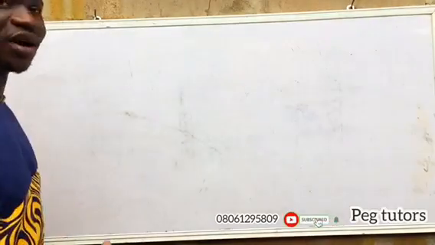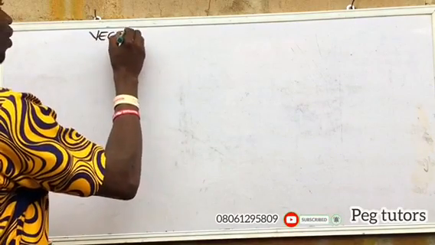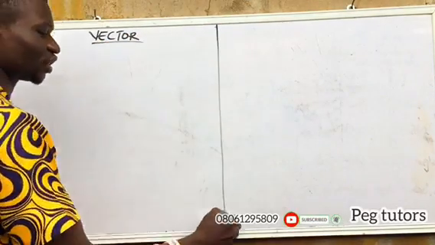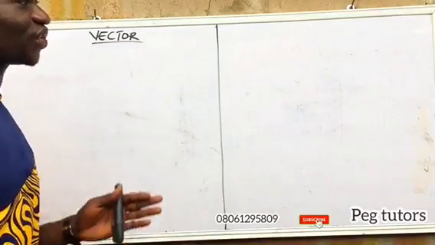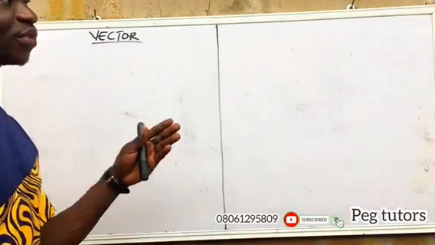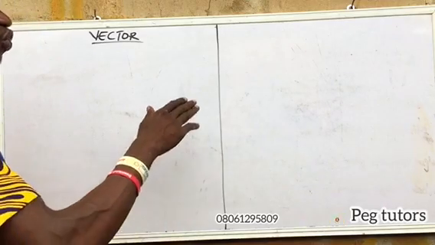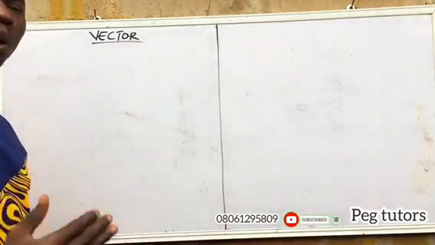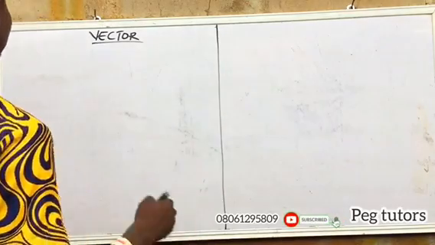We are continuing with our vector, and in our last video we talked about how to resolve or find the resultant of two or more vectors when the two vectors are moving in the same direction and when they are moving in opposite direction. So today we are going to continue with the other three cases that are remaining, which is the third case, when the two vectors are at right angle to each other. So case 3.